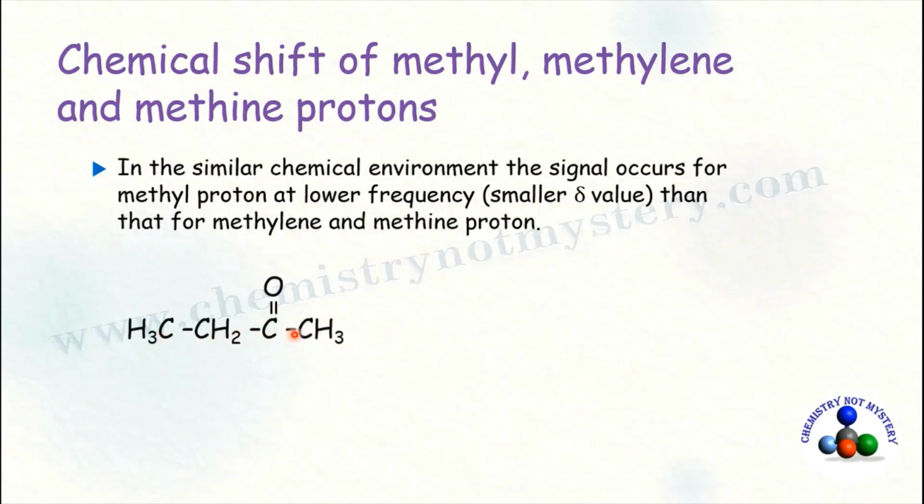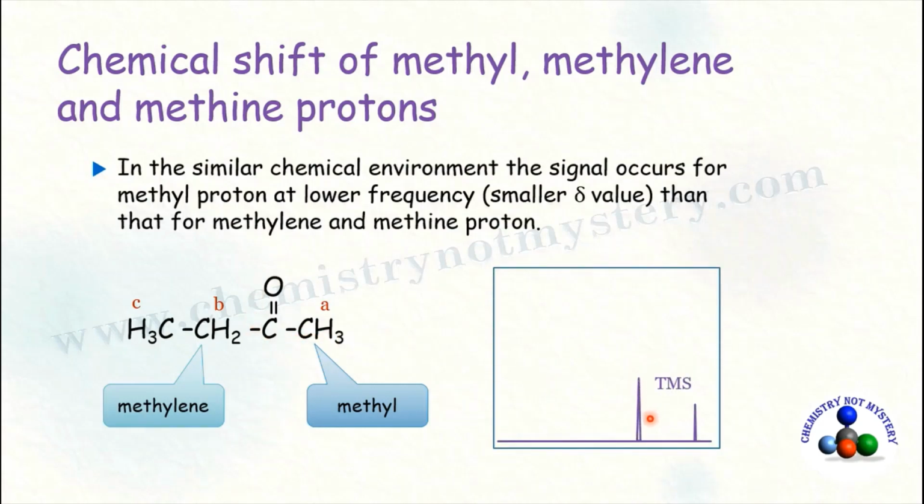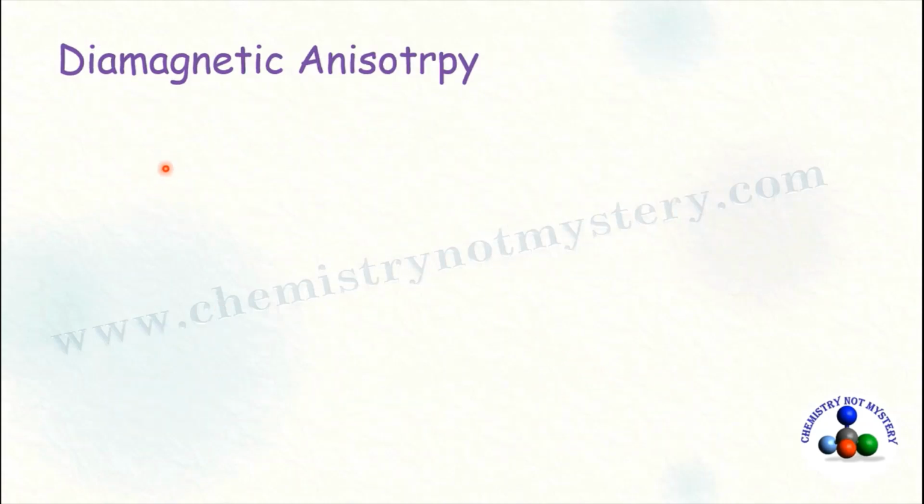For example, in this molecule, first identify the chemically equivalent protons. There are 3 sets of chemically equivalent protons. These are the methyl protons and these are the methylene protons. They both have the same chemical environment as they are both alpha to this carbonyl group. So when you observe the NMR spectrum for this molecule, you will observe the signal for the methyl protons occurs at a lower delta value as compared to the signal for the methylene protons, though they have the same chemical environment. Now come to diamagnetic anisotropy.